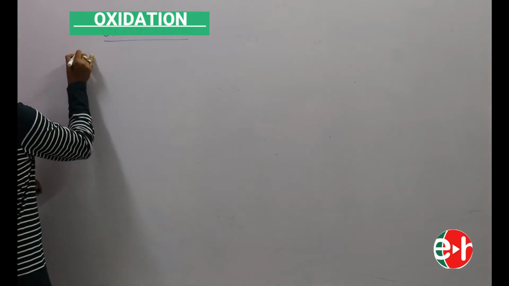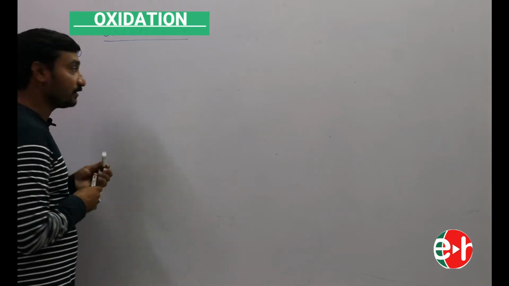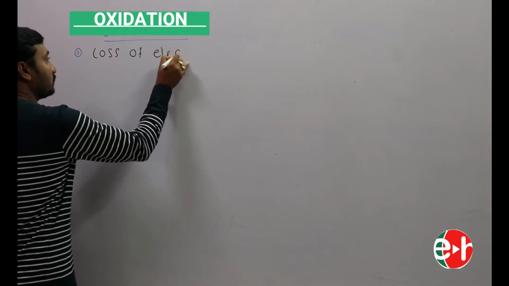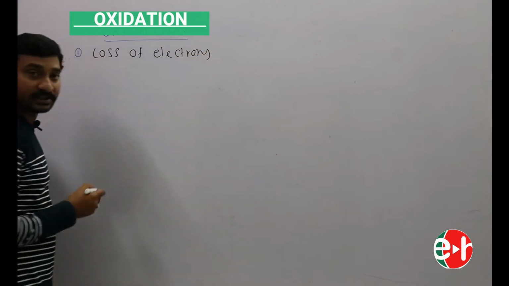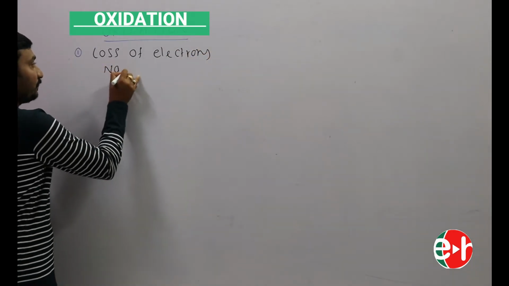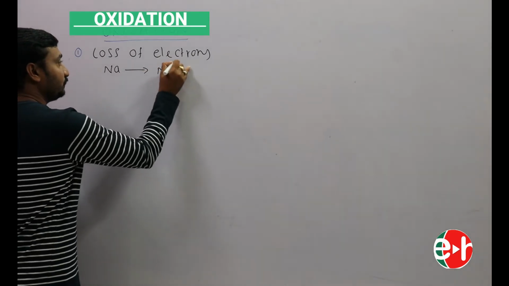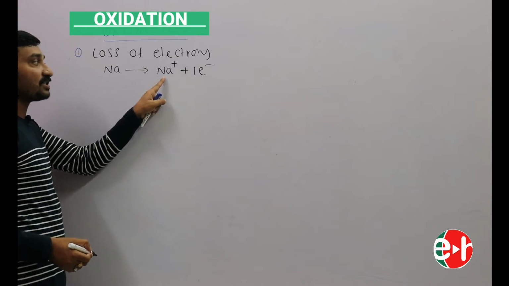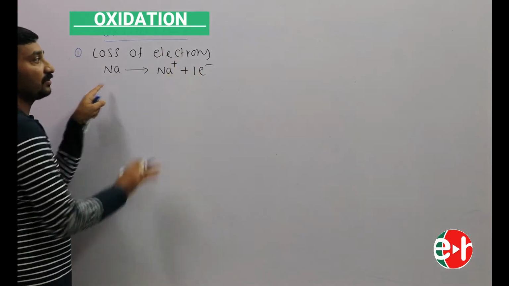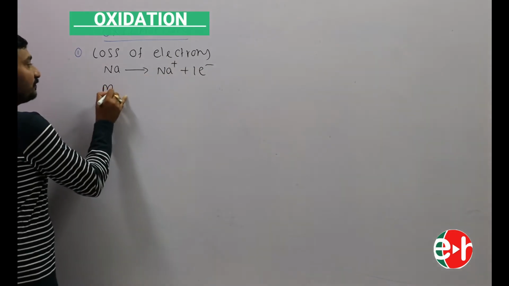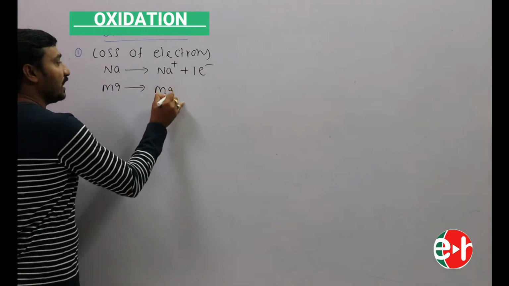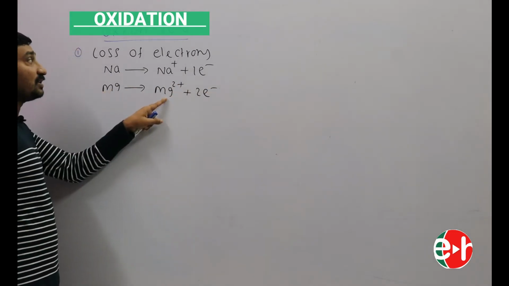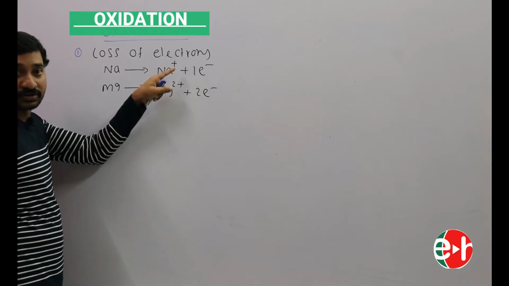First one, loss of electrons is oxidation. Example, sodium loses one electron and forms Na+ ion. This is oxidation. Loss of electrons is oxidation. Magnesium loses two electrons and forms Mg2+. This is oxidation because loss of electrons is oxidation.